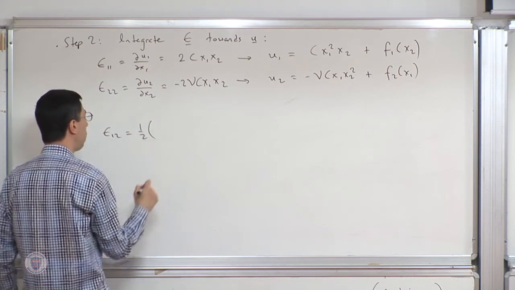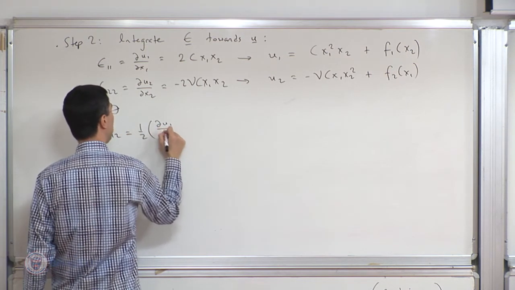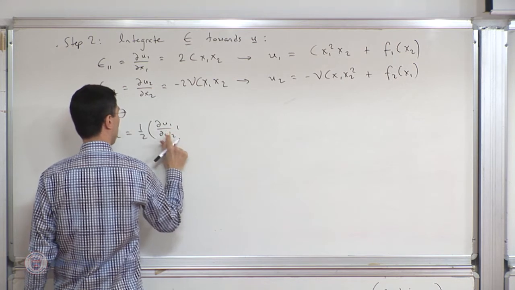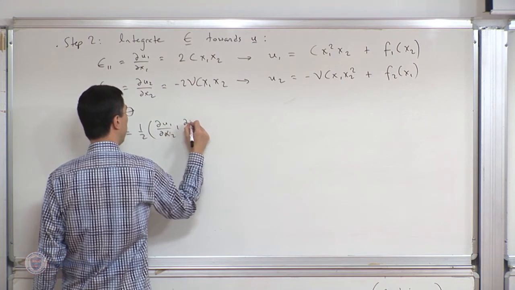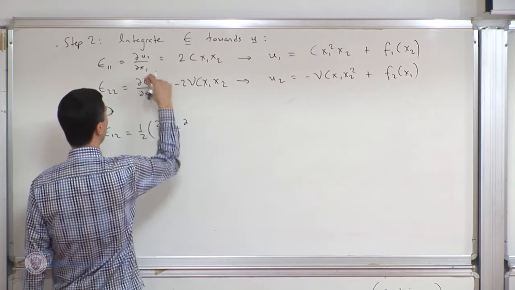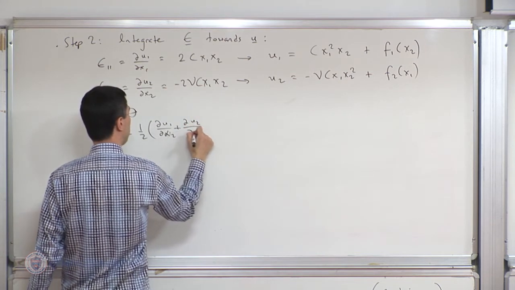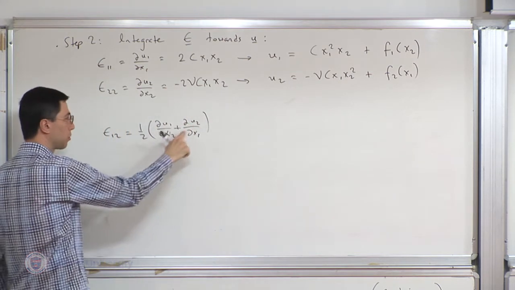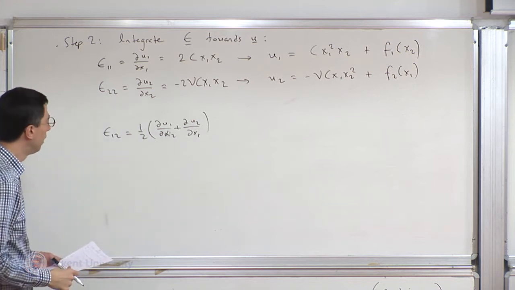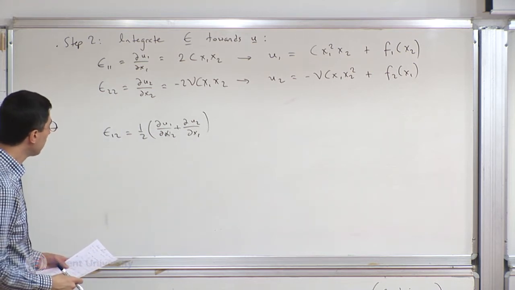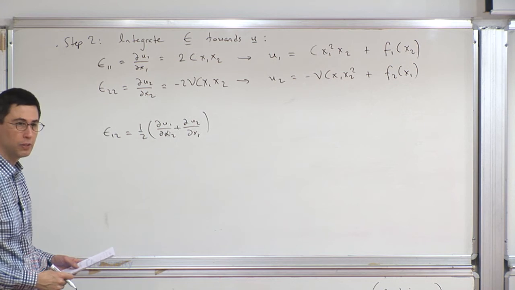Now, epsilon 1,2 is not directly a derivative of u1 with respect to x1 or u2 with respect to x2. It's rather a mixed derivative: u1 with respect to x2, u2 with respect to x1. So integrating that is a little bit tricky, right?